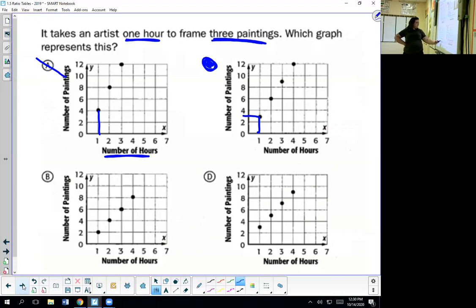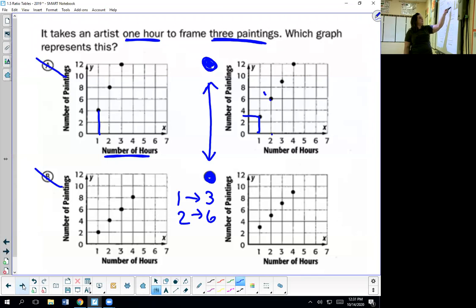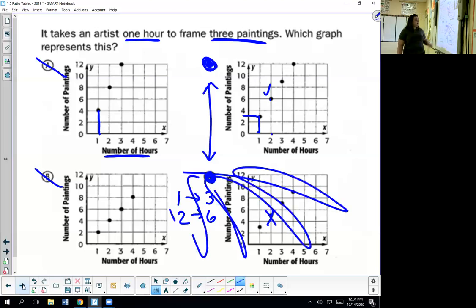This one says number of hours, 1 is 2. And then this one says number of hours, and that says here. So, oh wait, I got 2 answers. I can't have 2. So don't do what I just did, because we've got to look at it past that amount. So if 1 hour is 3 paintings, what would be 2 hours? 6, right? Is this at 2, 6? Oh, yes it is. Is this at 2, 6? No, it isn't. So this one is not the right one. It's that one. Okay. All right.